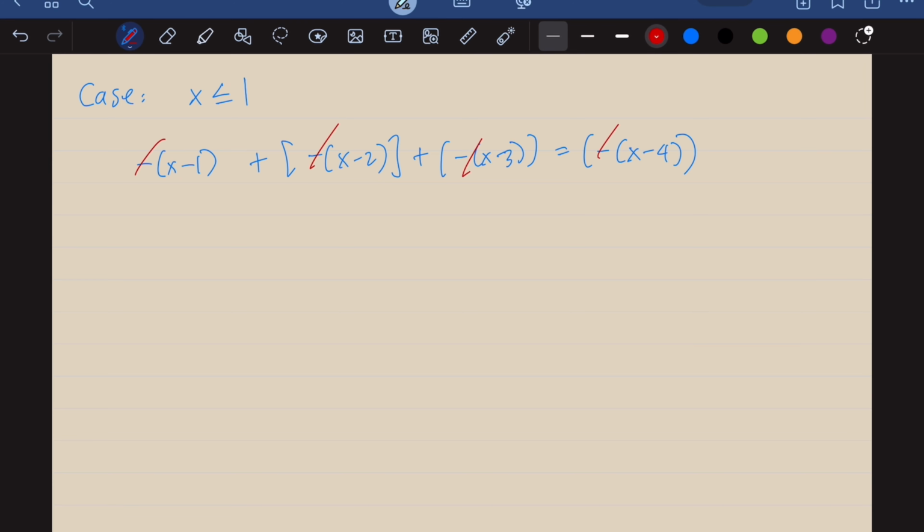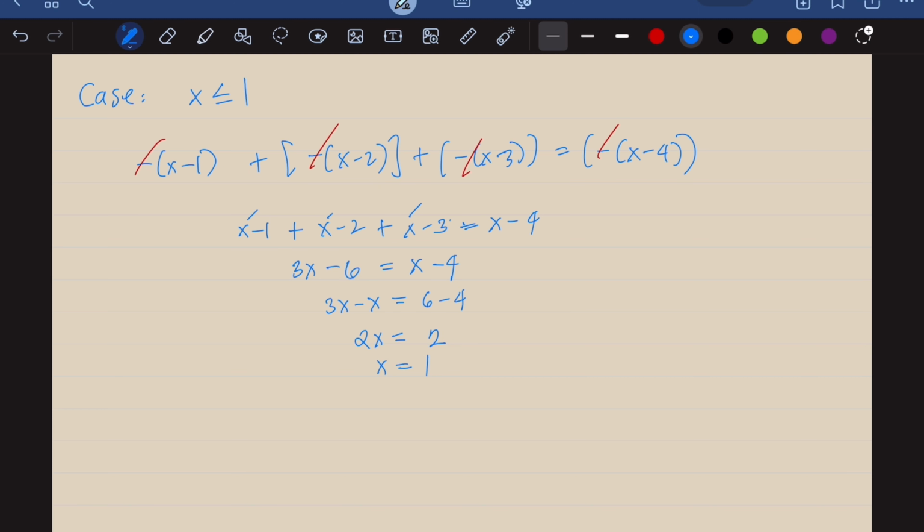So we will just have a simple linear equation that is x minus 1 plus x minus 2 plus x minus 3 equals x minus 4. We simplify this by combining the like terms. We have 3x. 1 plus 2 plus 3 is 6. The right side is x minus 4. Now combine like terms. 3x minus x is equal to 6 minus 4. 2x on the left side is equal to 2 on the right side. Therefore, x is equal to 1.